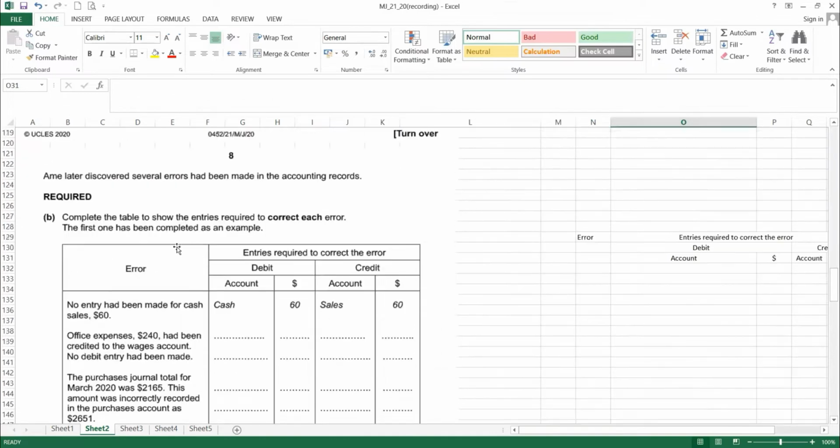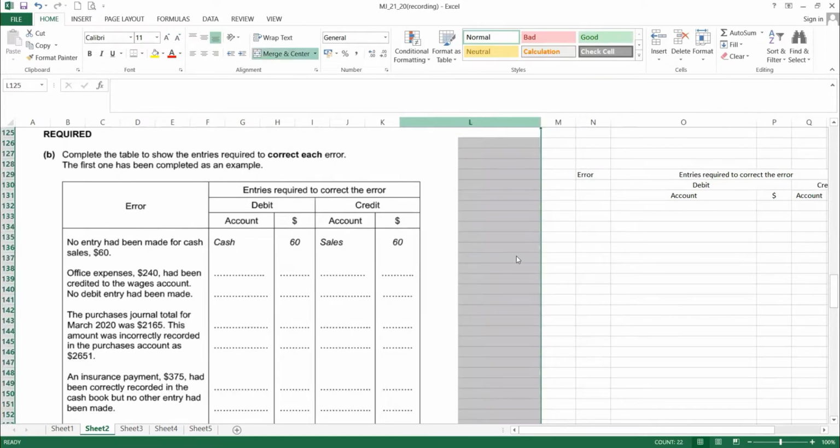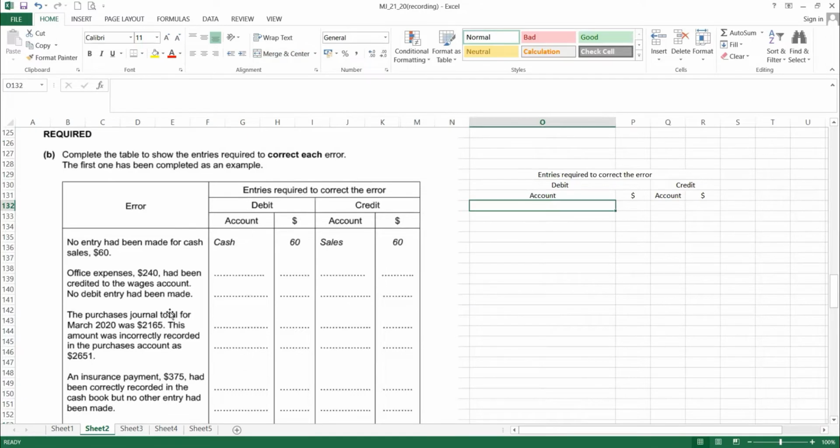Okay, here they say Amy later discovers several errors have been made in the accounting record. So complete the table to show the entry required to correct each error. That means we have to put through adjustments to make all this correction. For example, no entry has been made for the cash sales. So this is an omission. So we have to debit cash, credit the sales. So as we see, the double entry needs to be made. So this first one is already done. So I will prepare number 2.